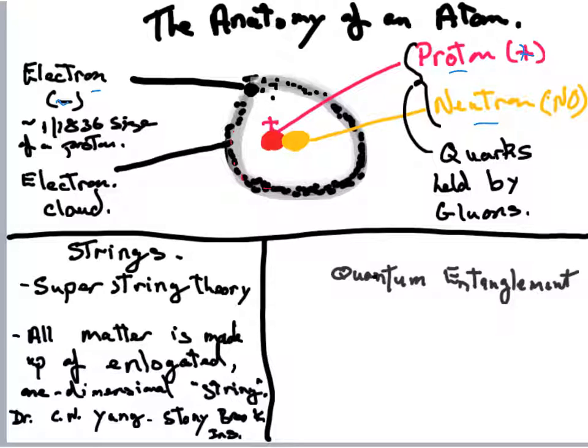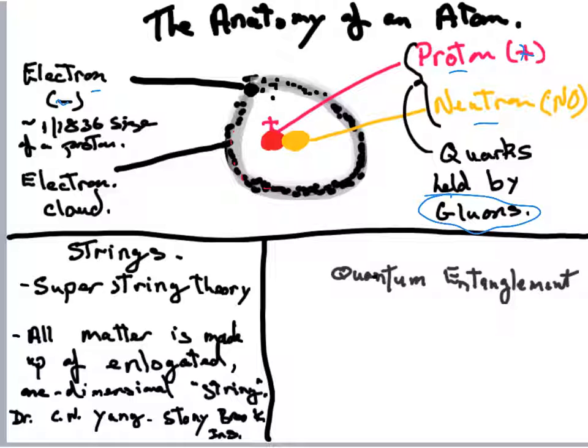We also know that protons and neutrons are much heavier than electrons. Actually, protons are around 1,836 times the size of electrons. We also know that protons and neutrons are made up of quarks, and they're kind of held together by gluons.